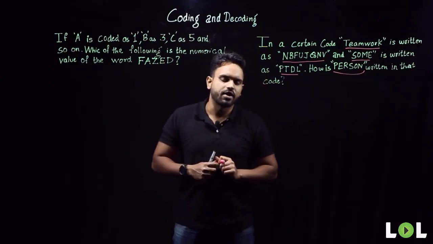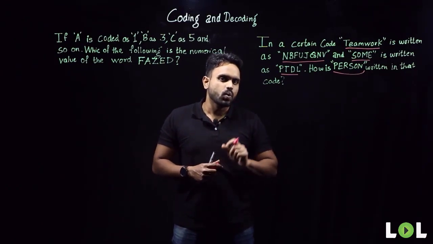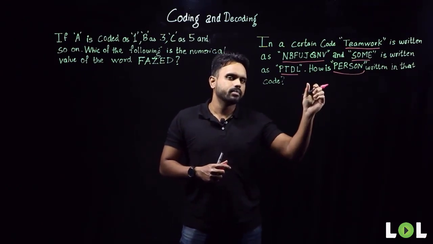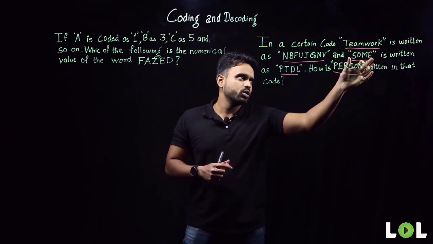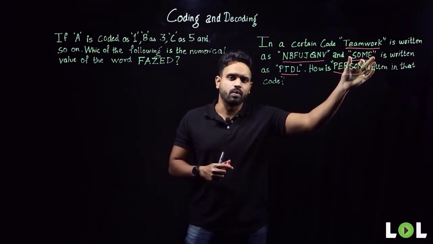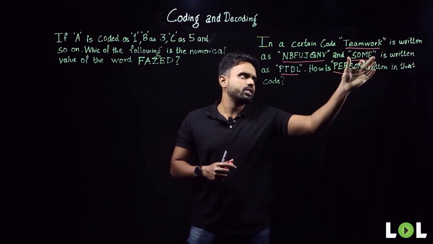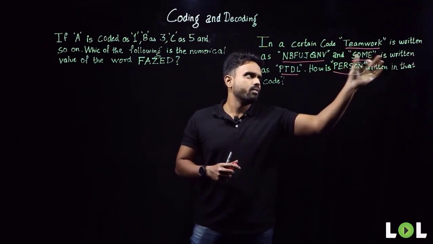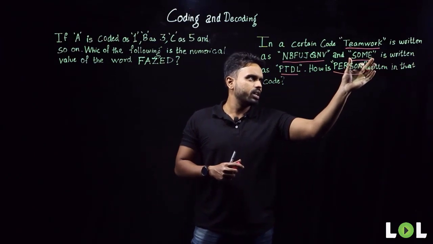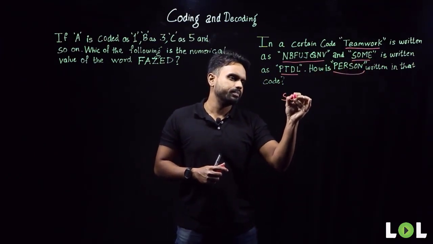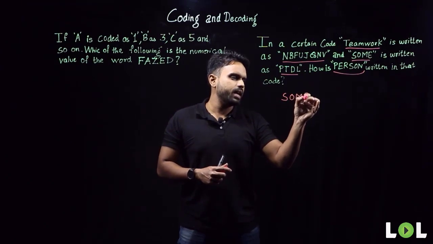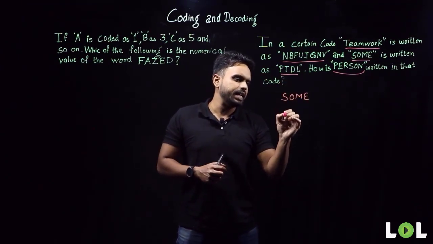So where will we start from? Would you like to start with teamwork? No, wrong approach. Our approach will be, we'll start with the smallest word. What is the smallest word given as a code? The smallest word is sum. So if I write sum here, it is being coded as PTDL.